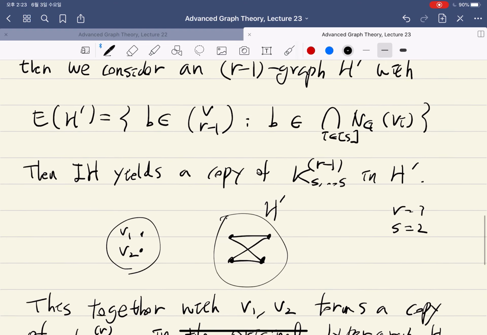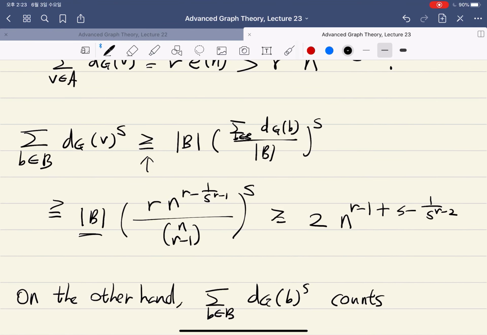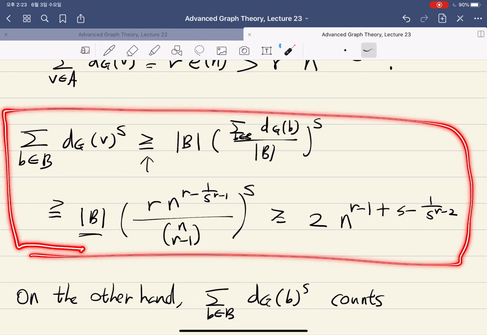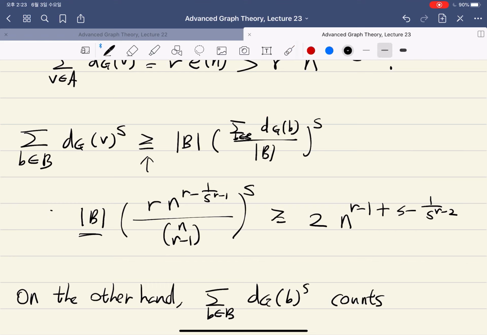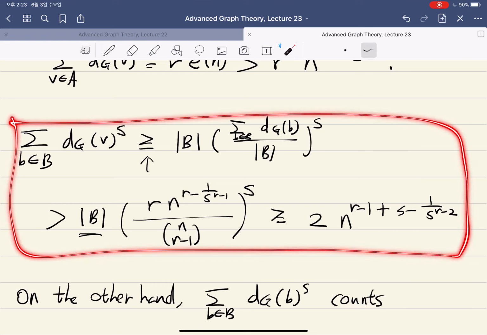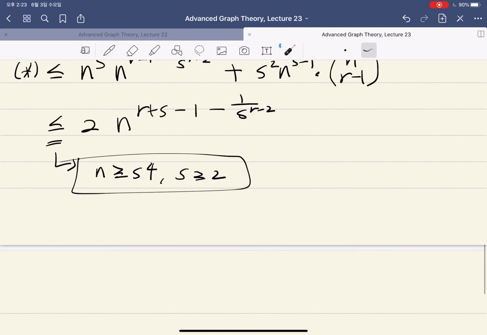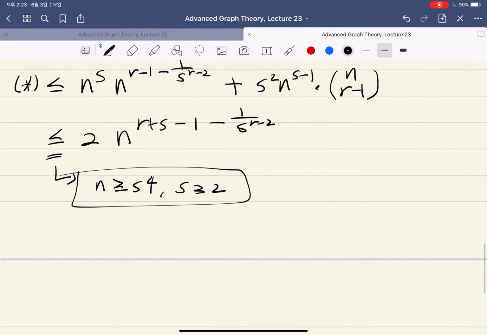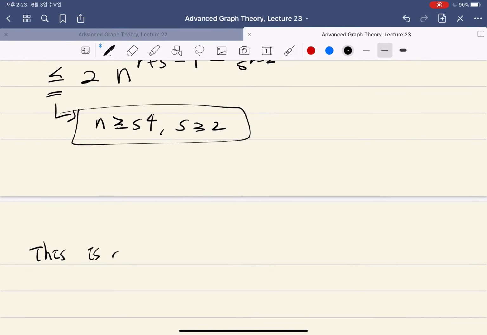So now we have this, and we have proved this bound before. So we have this lower bound, actually a strict inequality, and we have the same number here as an upper bound. So this is a contradiction. So this proves the theorem.